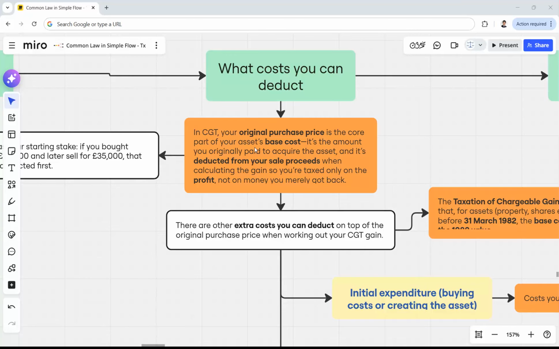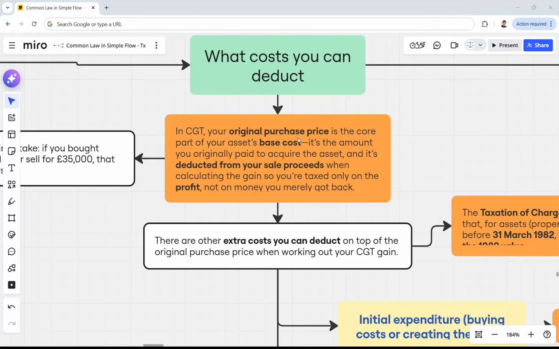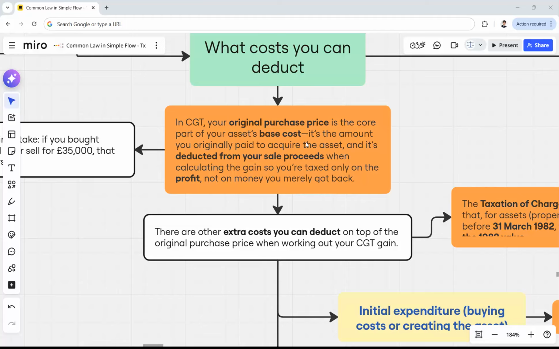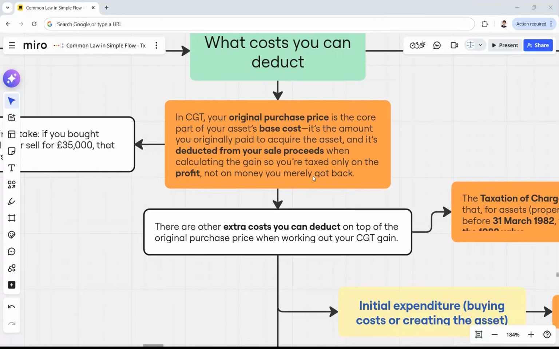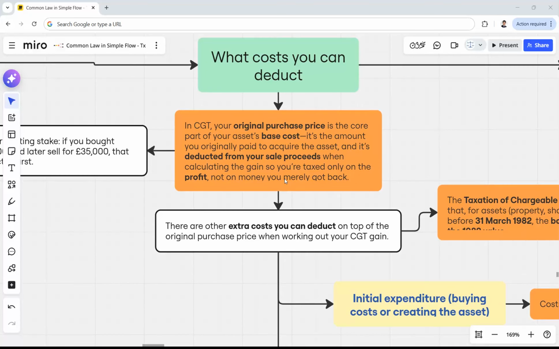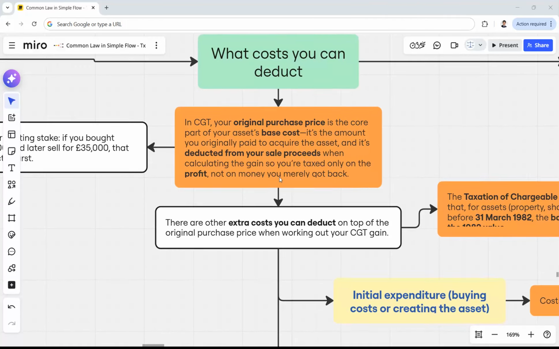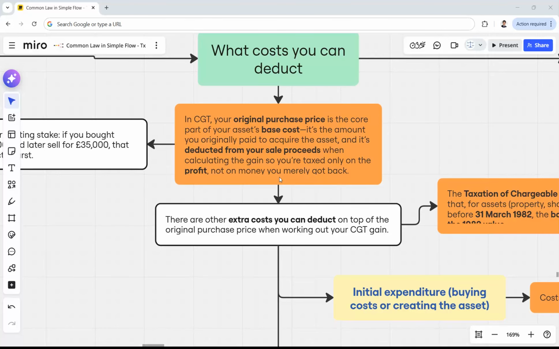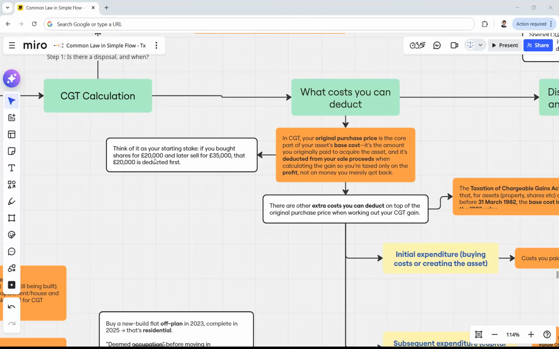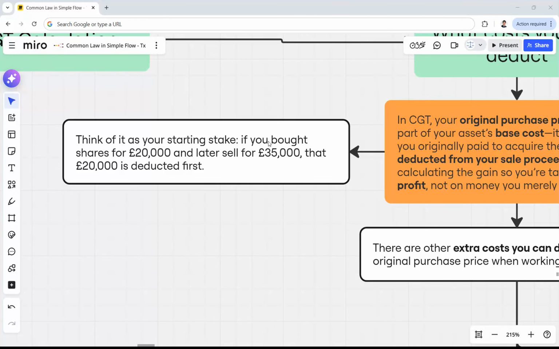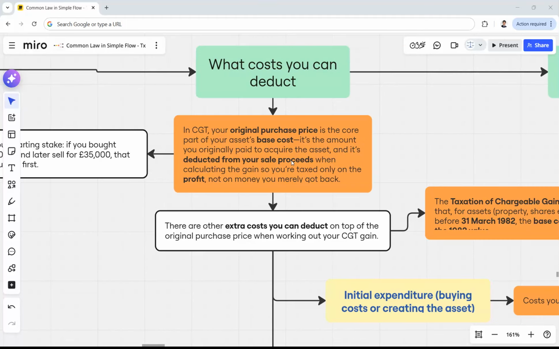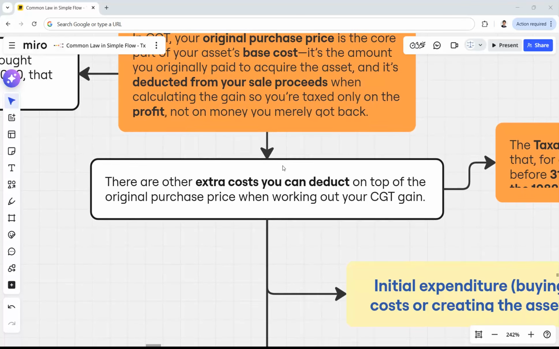In capital gains tax, your original purchase price is the core part of your asset's base cost. It's the amount you originally paid to acquire the asset, and it's deducted from your sale proceeds when calculating the gain. You are taxed only on the profit, not on money you merely got back. So think of it as your starting stake. If you bought shares for £20,000 and later sell for £35,000, that £20,000 is deducted first. So it is your original purchase price.